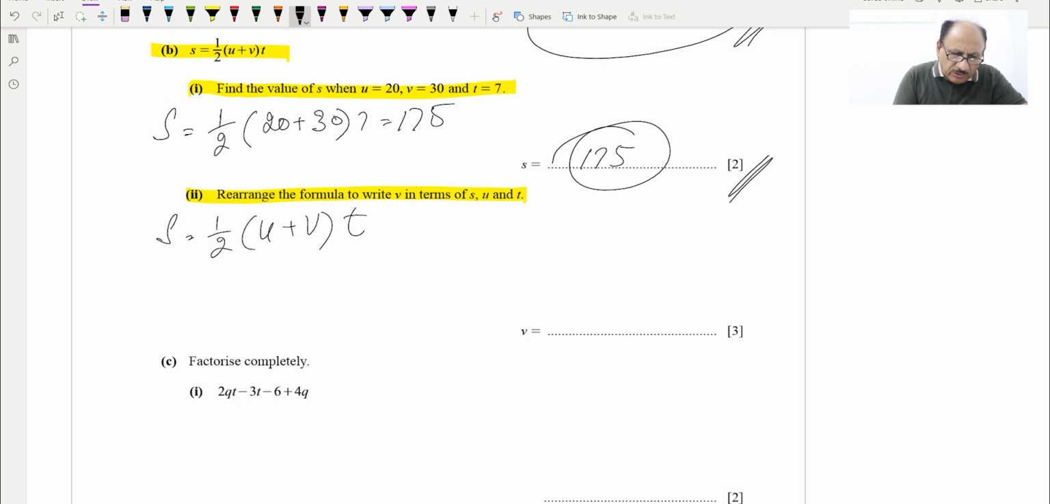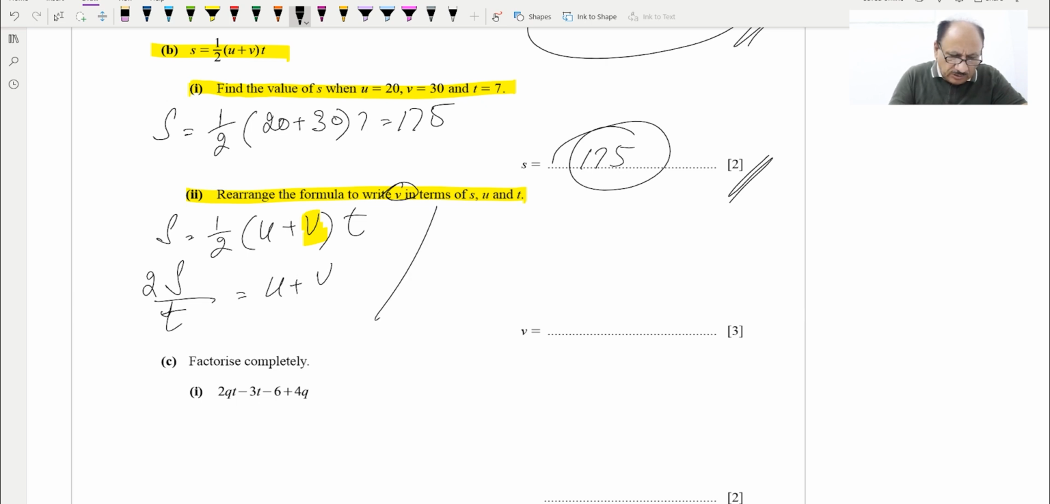So we need to make V the subject. V is over here, which we need to make the subject. So we will shift 2 and T to this side. So 2S is equal to T, which is equal to U plus V.